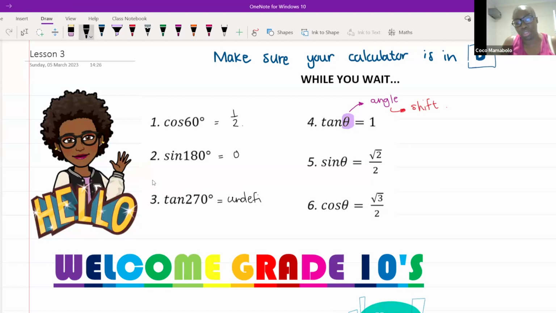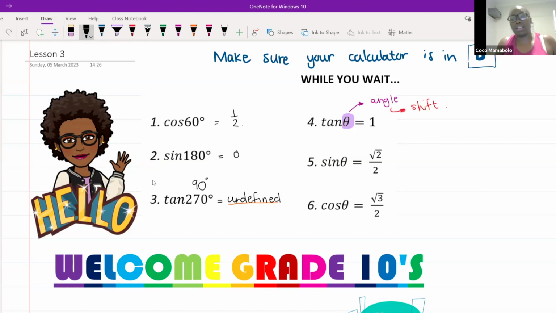Good. This is undefined, and I'm going to explain why it's undefined as we go. We're going to be able to see it on a graph, but this isn't just tan 270. Even if you type in tan of 90 degrees into your calculator, it should give you undefined. It's an undefined function. We're going to explain why when we get to that part of the maths. But for the meantime, we're just going to learn that tan 90 and tan 270 are undefined.